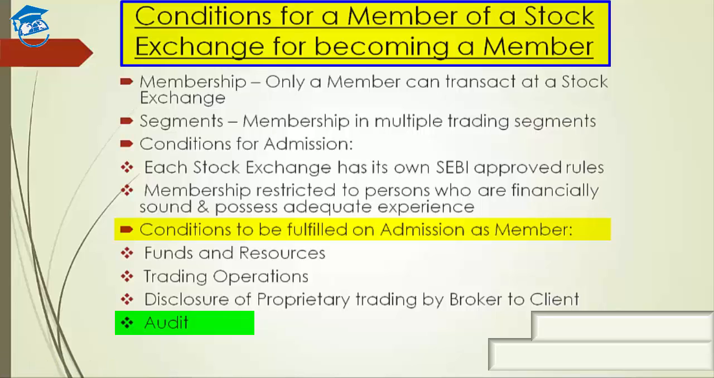So that's all about the conditions required to be fulfilled for a member of a stock exchange. Only a member can transact business at a stock exchange. Membership can be provided in multiple segments, be it the capital market, the wholesale debt market, or the derivatives market. All you need to take care of are the various conditions for admission. Each stock exchange has its own rules, and membership is restricted to persons who are financially sound and possess the relevant experience. They need to take care of funds and resources, trading operations, disclosure of proprietary trading by broker to client, and they need to get their accounts audited each year, even if they have worked for a single day. Perfect guys, are you clear with each and every thing that I mentioned and made you understand here?